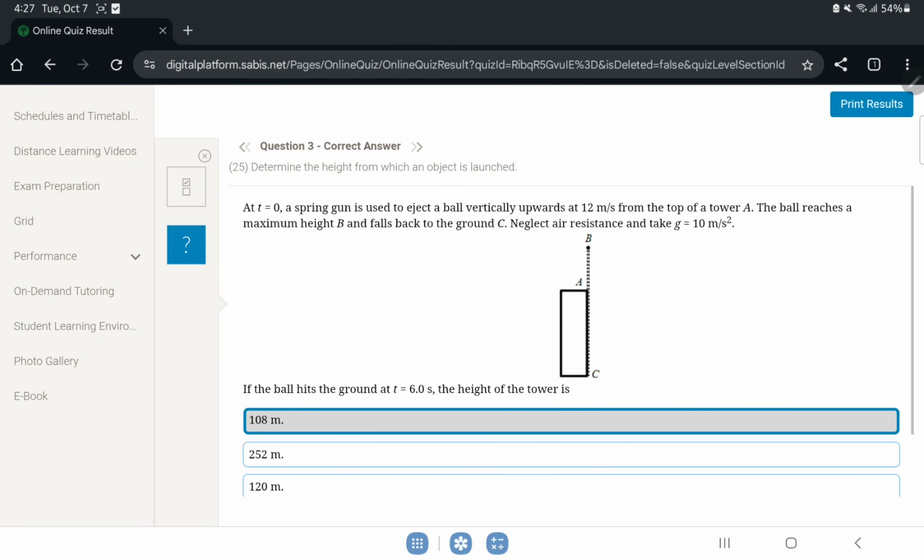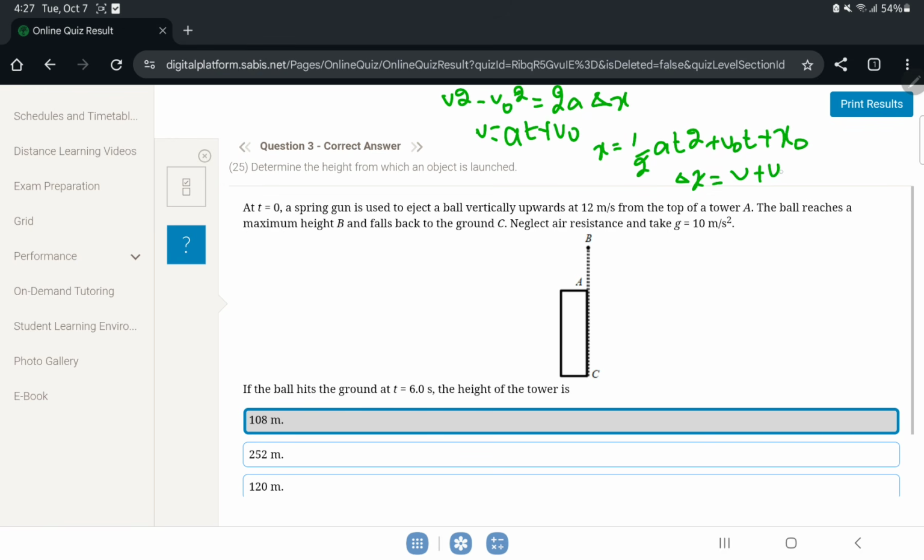Okay, for this question, it's a free fall question. So we state the four equations of UARM. V squared minus V initial squared is equal to 2A delta X. Then the other one is V is equal to AT plus V initial. We have X is equal to half AT squared plus V initial T plus X initial, and delta X is equal to V plus V initial over 2 times time.